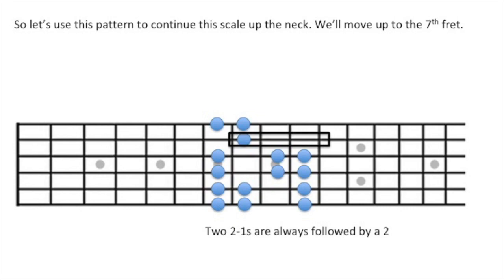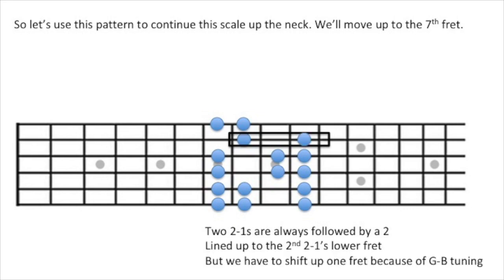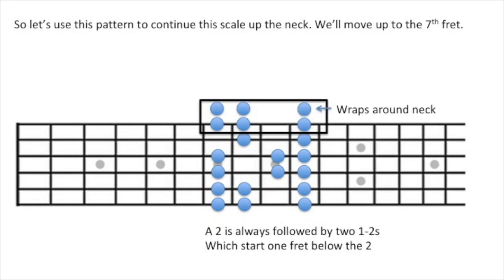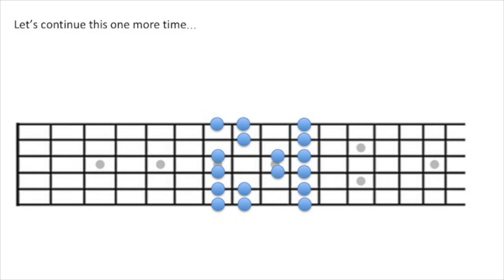2-2-1s are always followed by a 2, so we know where that note goes. Finally, the 2 is always followed by 2-1-2s, starting 1 fret lower. Let's move up the neck one more time, just for fun. Are you already starting to memorize the pattern? It's not that hard, is it?